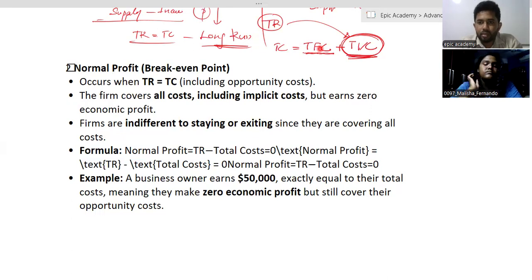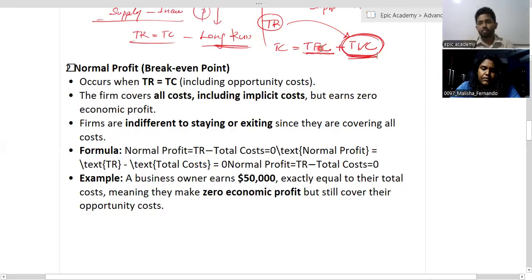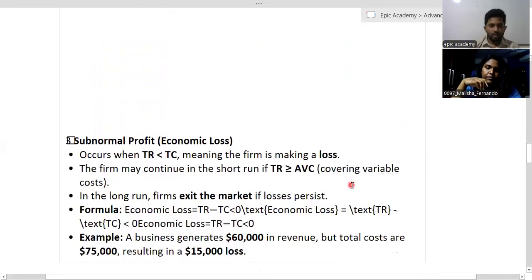Variable factor, workers, payment for the workers, salary or wages. If your earning is not enough to pay the wages, you cannot continue the production. Yes, that is the point. We can discuss it related to the shutdown point later. Right.